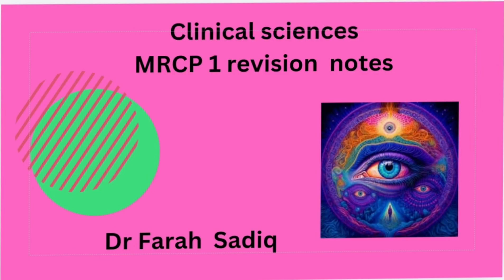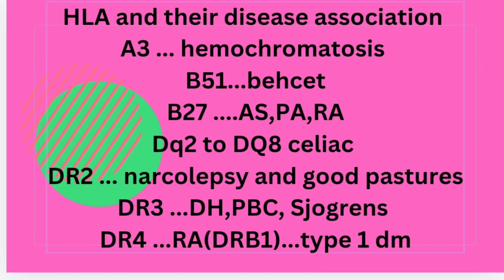Hello student, today we will discuss some aspects which are important from the examination point of view, and you just have to cram and memorize them again and again. So human leukocyte antigen, which is also called major histocompatibility complex, is encoded by chromosome 6, and there are two types, type 1 and type 2. Type 1 includes A, B and C, and type 2 includes DP, DQ and DR.